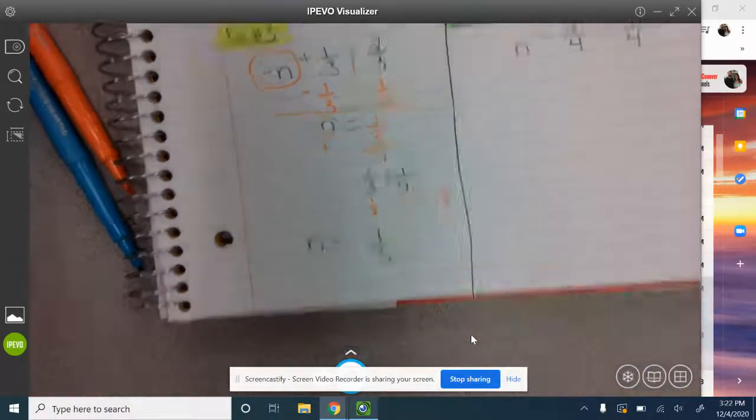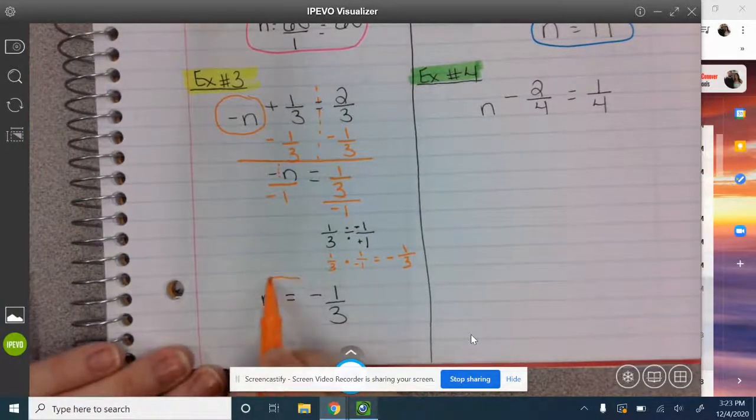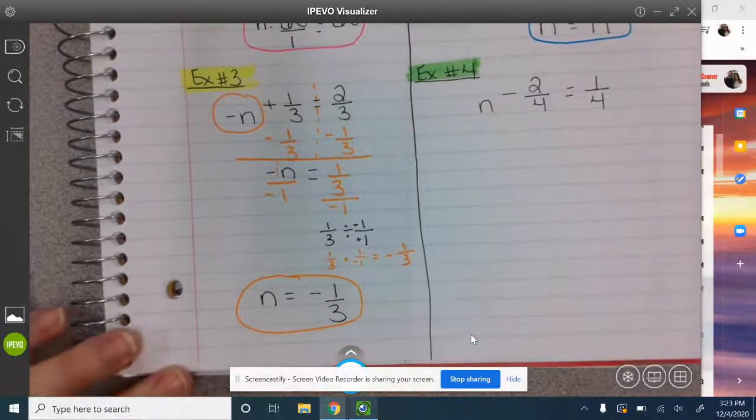And you can't get that. Give me 1 second. So n equals -1/3.